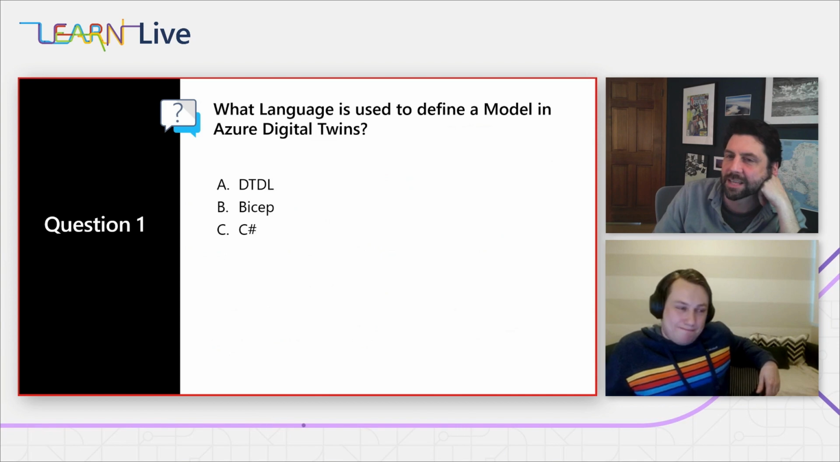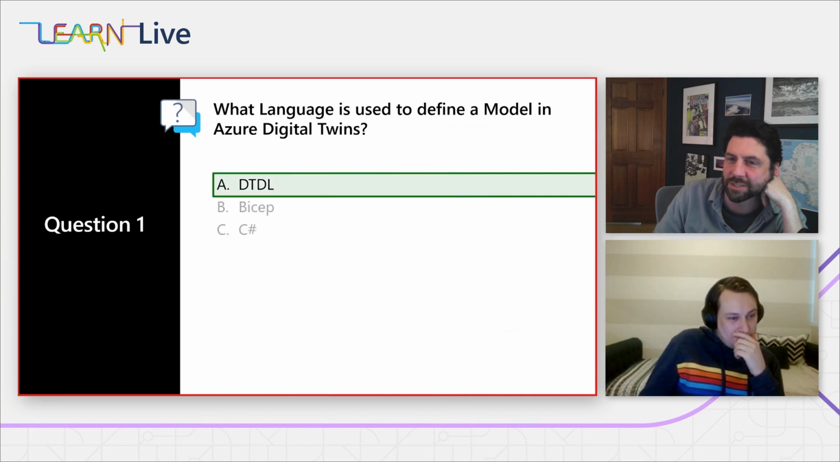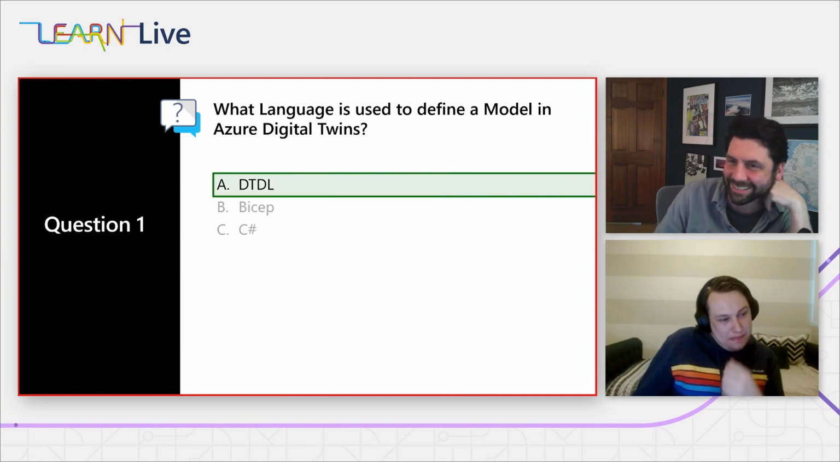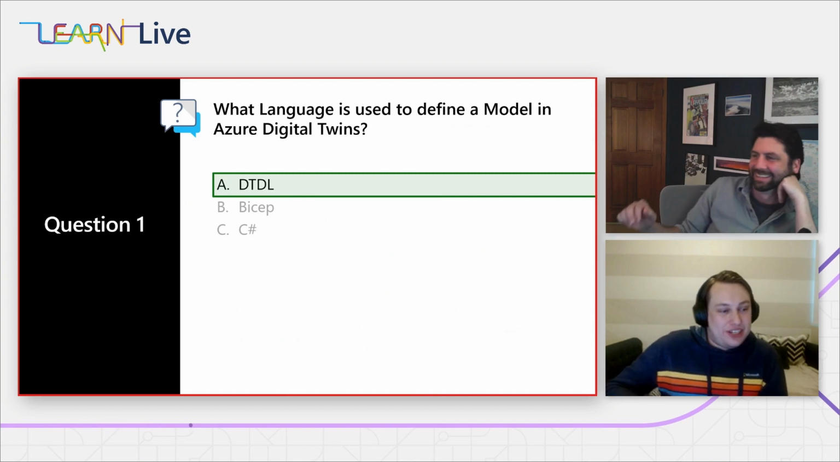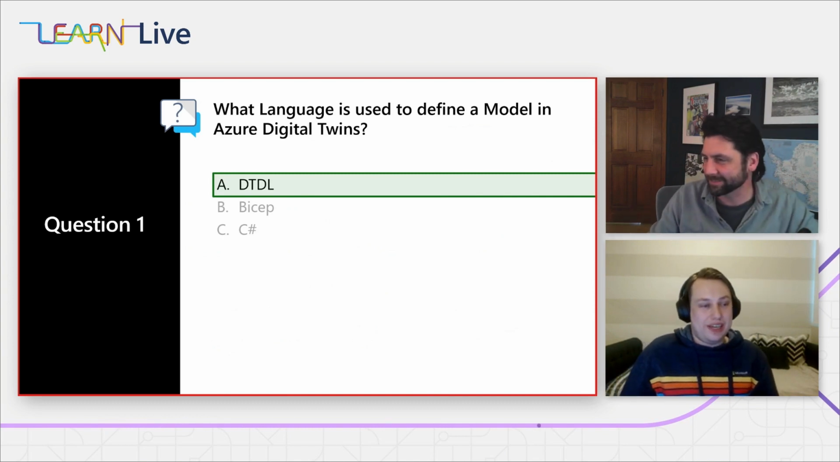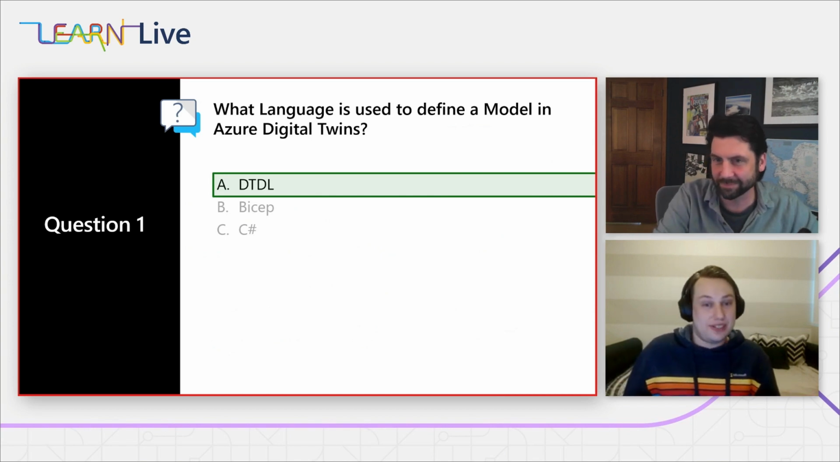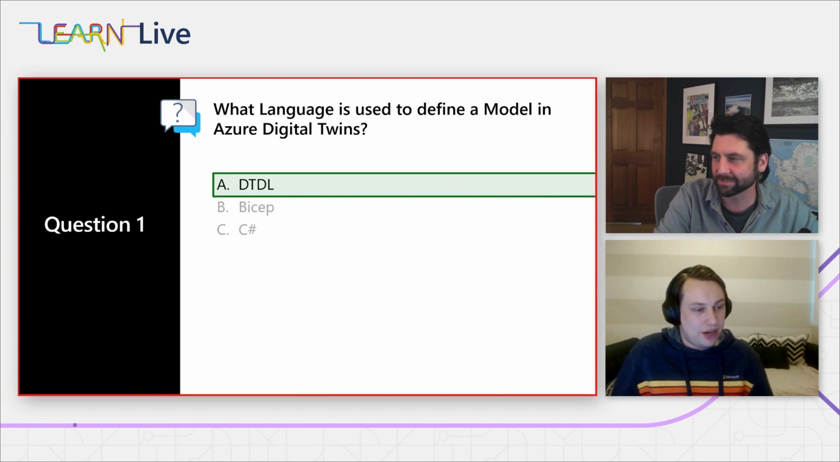Is that because I see digital and I see twins and I see define and I see language inside the top? So maybe. Yep, DTDL. That's Digital Twins Definition Language, DTDL for short. Just to put it simply, a DTDL is a model, and it's kind of like a class.